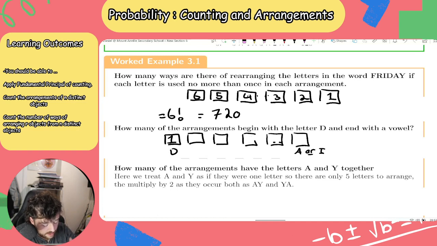Sorry, to reiterate there. I have A or I here at the bottom, so I have 2 options of A or I. Ignore what I just said. I have A or I, so I have 2 options for my last number.